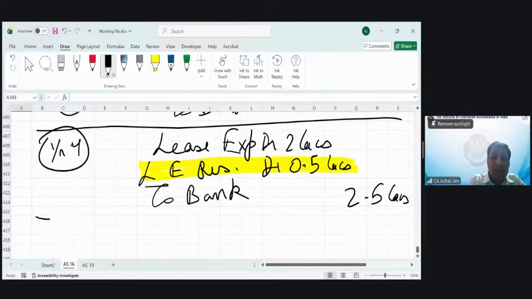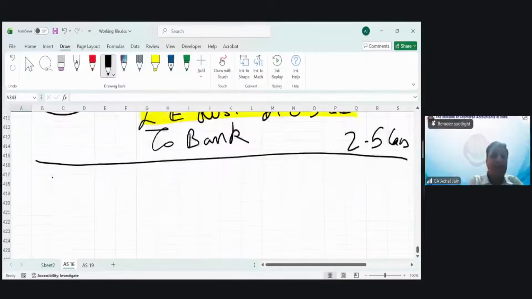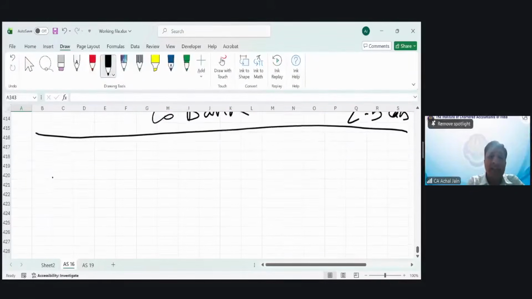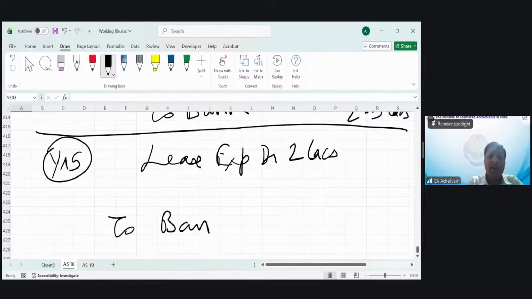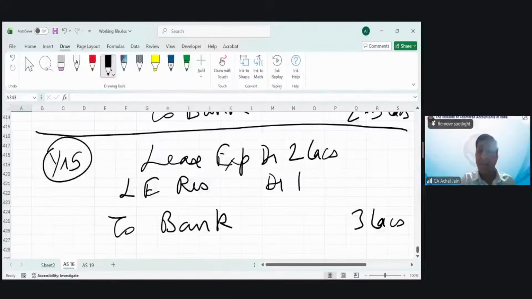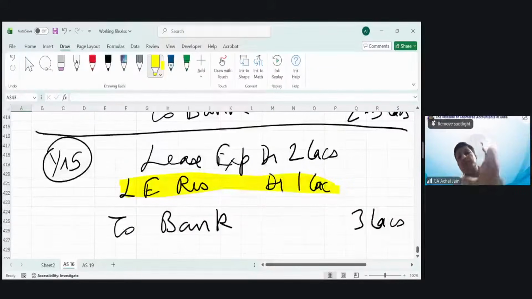Fifth year, once again, the same set of accounting entries you will pass, but with a different amount. Lease expense debit. Again, you will record the expense by 2 lakhs. Now the bank payment is what? 3 lakhs. So where will the differential go? Equalization reserve account. Lease equalization reserve, debit 1 lakh. So thereby what will happen? The balance of lease equalization reserve over the period of the lease will become 0.